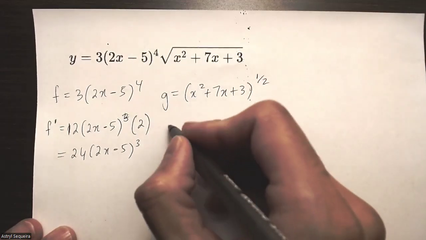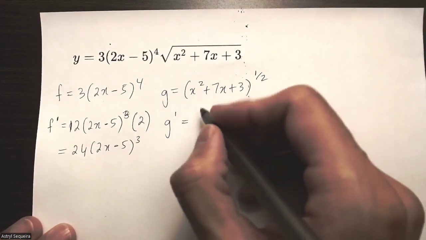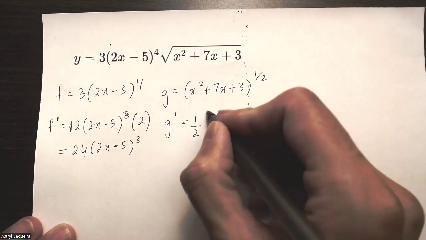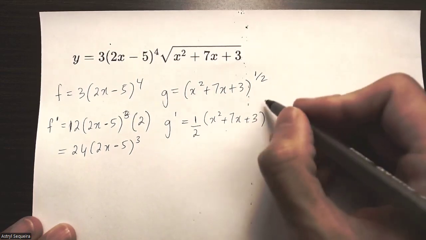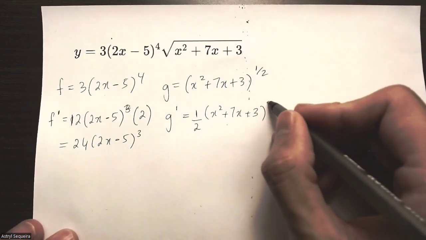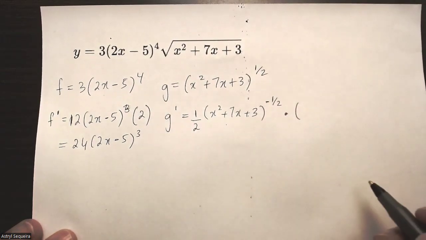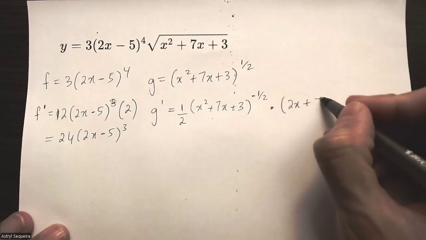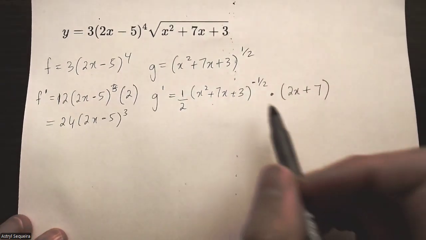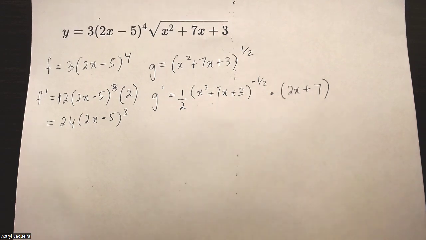Let's derive the g function over here. So half goes to the front. Same thing inside the bracket. And then I'm going to subtract 1 from my exponent. So my new exponent is negative half. And then because of the chain rule, I'm going to multiply by the derivation of the inside of the bracket, which is just 2x plus 7. This one can't really be simplified. I don't want to really multiply those two because they're not constants. So I'm going to just leave this one like this.